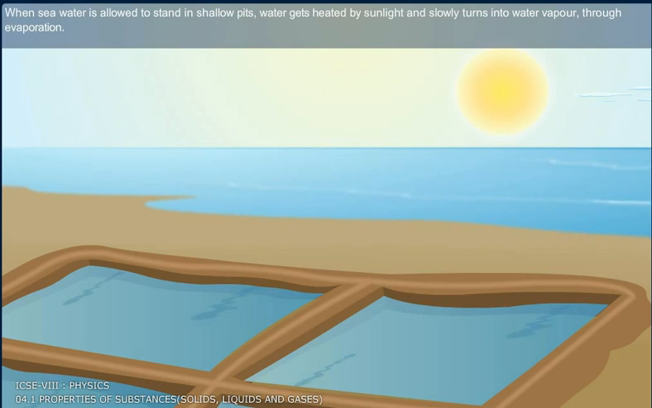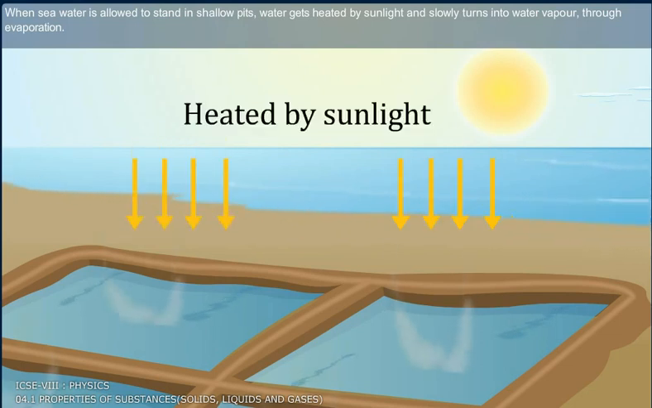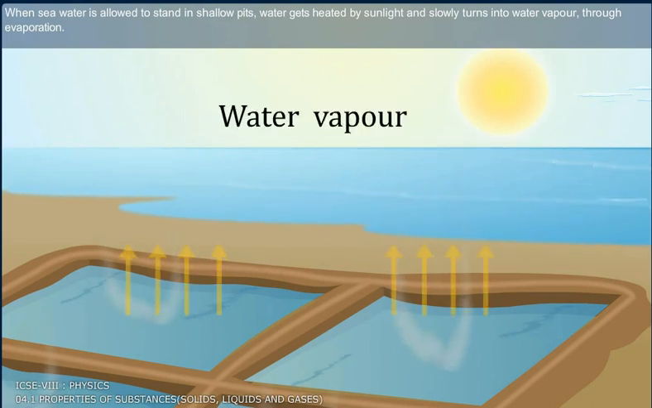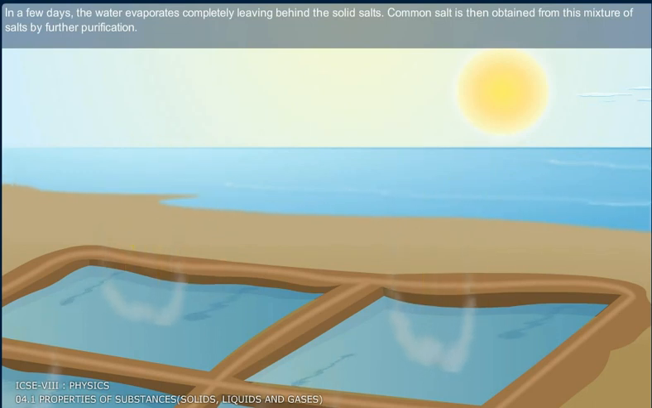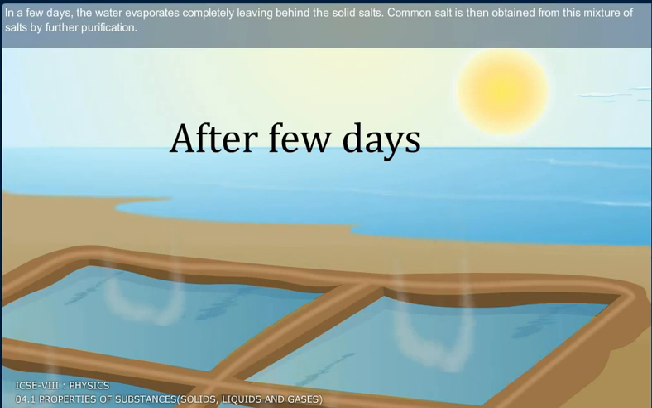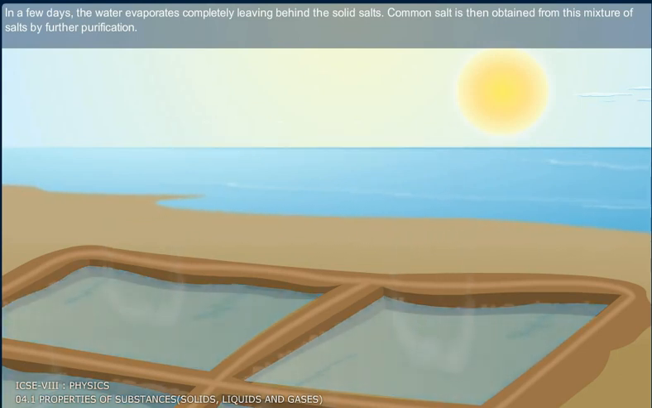When seawater is allowed to stand in shallow pits, water gets heated by sunlight and slowly turns into water vapor through evaporation. In a few days, the water evaporates completely, leaving behind the solid salts. Common salt is then obtained from this mixture of salts by further purification.